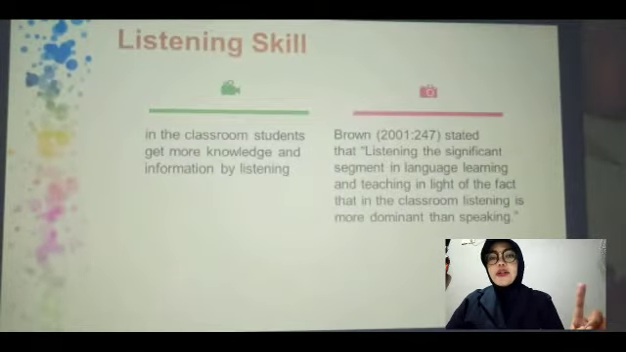Listening. In the classroom, students get more knowledge and information by listening. We experience it ourselves. Brown 2001 stated that listening is a significant segment in language learning and teaching in light of the fact that in the classroom, listening is more dominant than speaking. Students do listening more than the other three skills. That's why listening skill is important.